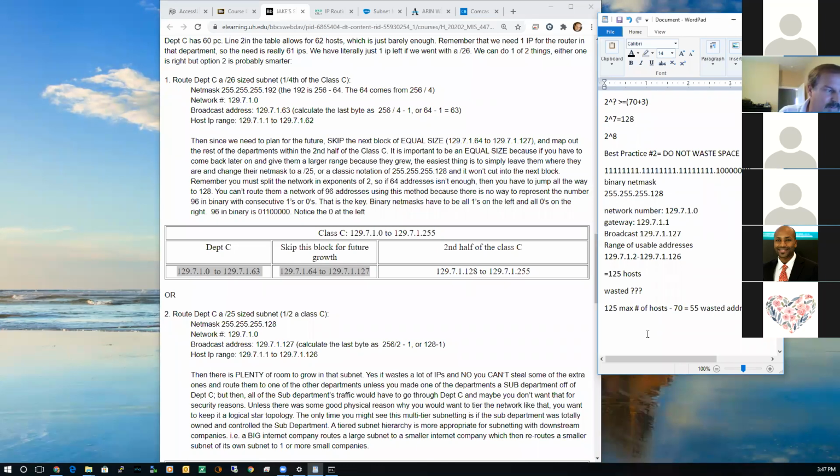I'm going to try to finish up quickly. Here's the full 32-bit subnet mask. 1, 2, 3, 4, 5, 6, 7, 8. Four groups of eight.